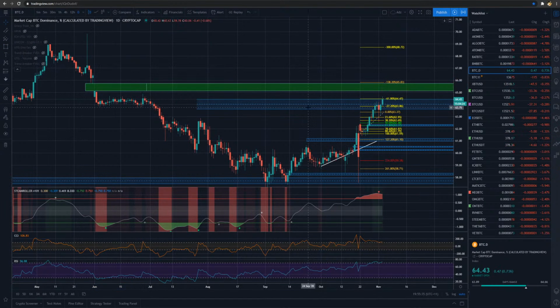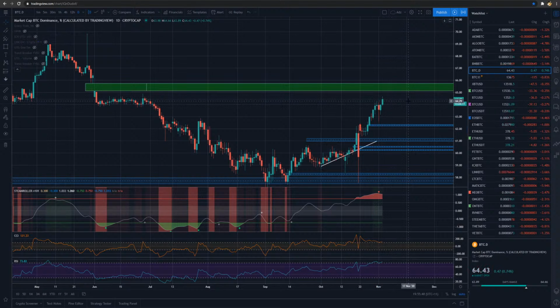That's the gap we're looking at. More than likely, statistical likelihood of gaps being filled. I know this is not an index or a major coin or anything like that. It is the dominance chart, but still, the statistical likelihood of a gap being filled is 95%.